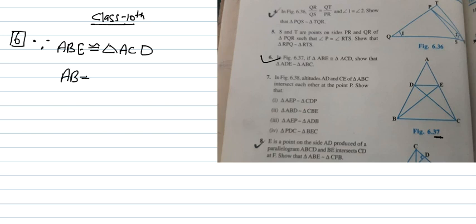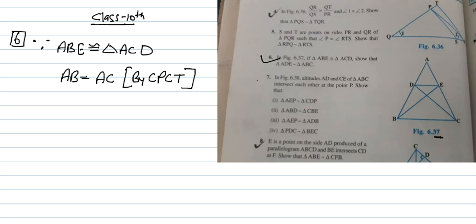Side AB is equal to side AC. Why is this equal? By CPCT. These are the corresponding parts of congruent triangles. Side AB is equal to side AC because both are corresponding parts of the congruent triangles ABE and ACD. I hope guys you are getting what I am explaining right now. And another, ABE. So I am taking this side again, side AE.